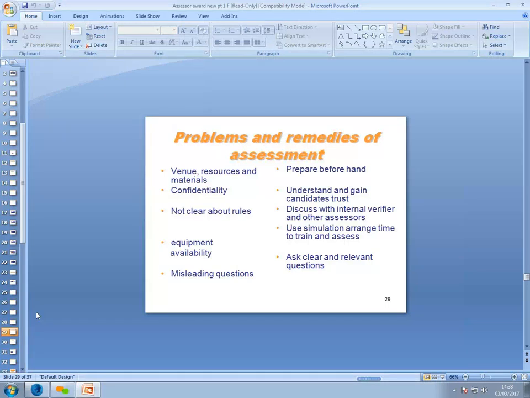Again, equipment availability. I mentioned this earlier as well. If it's a practice assessment, you need to have the equipment there to do the job. Quite simple, straightforward.